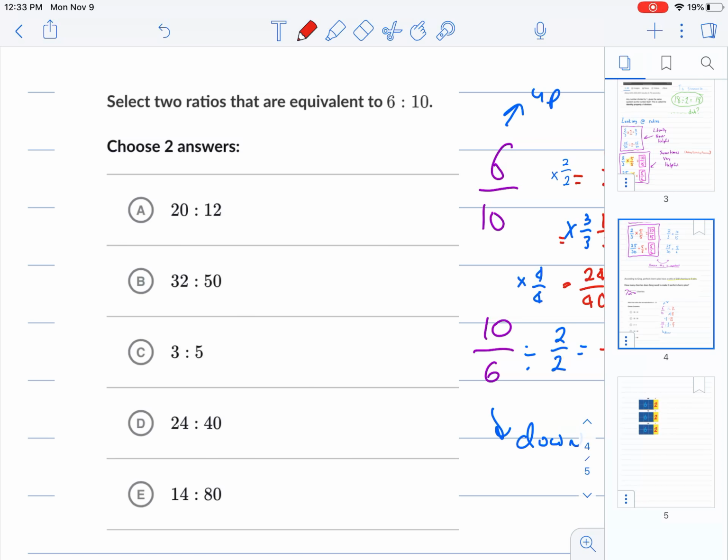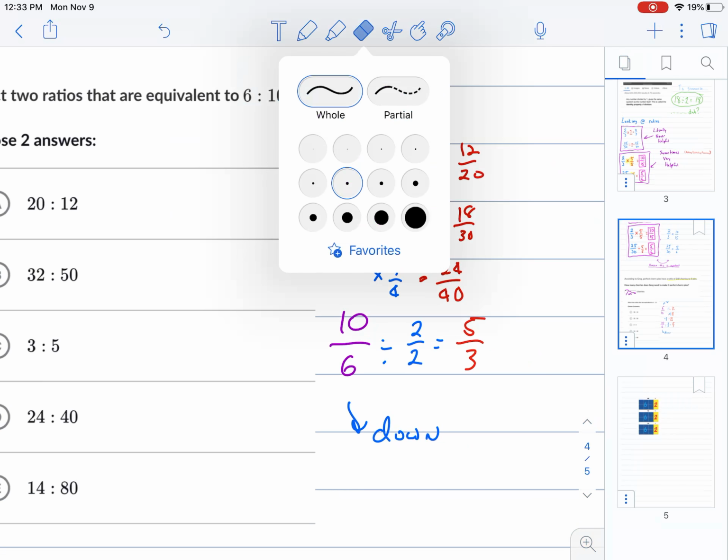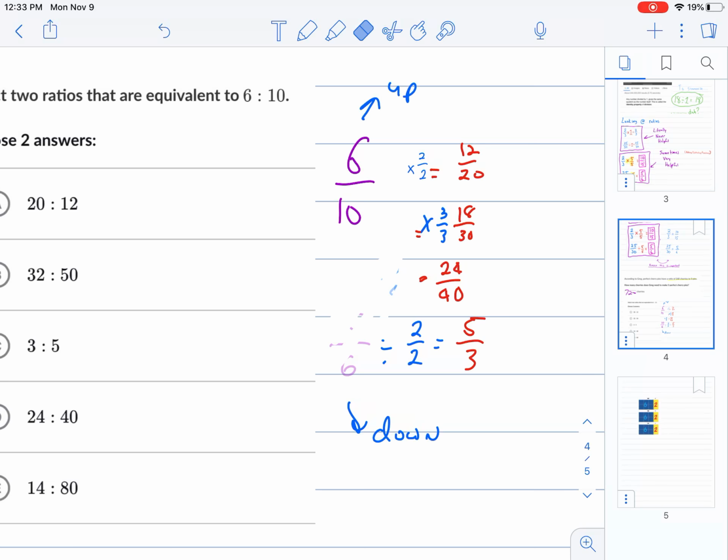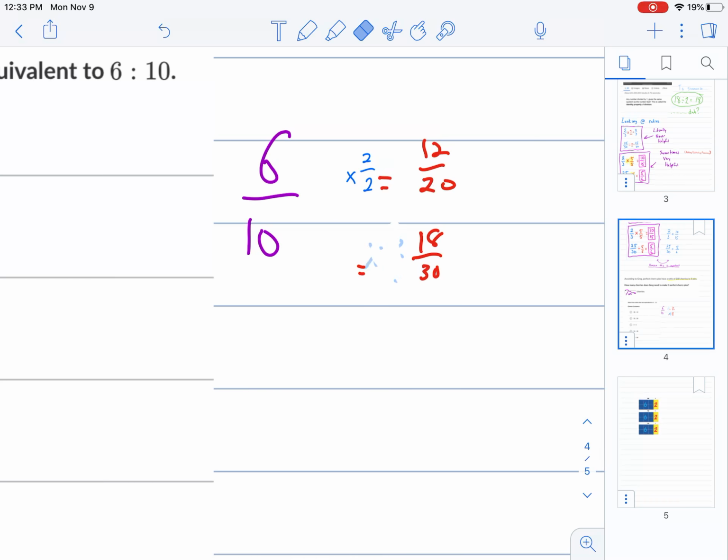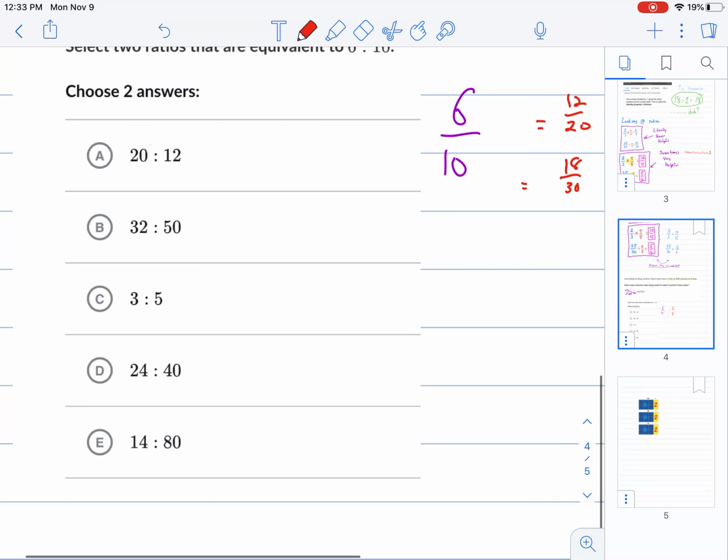No. Yeah, we wouldn't be able to use that, right? Because that's actually flipped around. So those are your options here, right? We don't want to flip the 6 and the 10 around, because then that would be 10 to 6, right? Comparing a 6 to 10 is not the same thing as comparing a 10 to a 6. So anyway, any of those two on there? 12 over 20, 18 over 30. Nope, that one's close, but I don't think that one's going to be right.